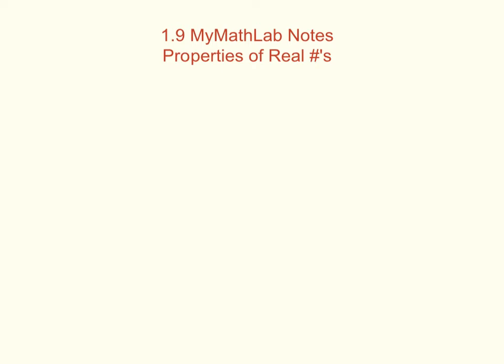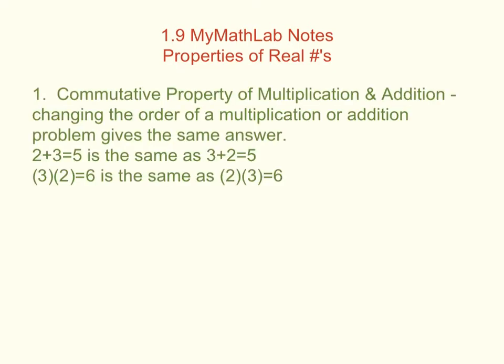This is the 1.9 MyMathLab Notes, and today we're going to be discussing properties of real numbers. The first property we'll be discussing is the commutative property of multiplication and addition, and that property says that changing the order of multiplication or addition gives the same answer.